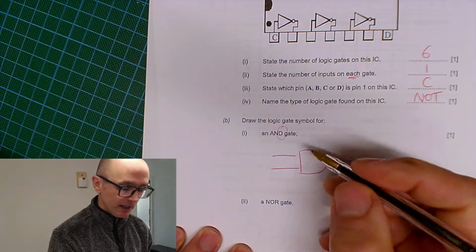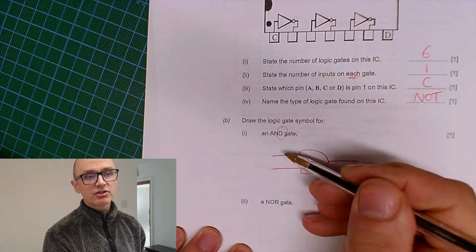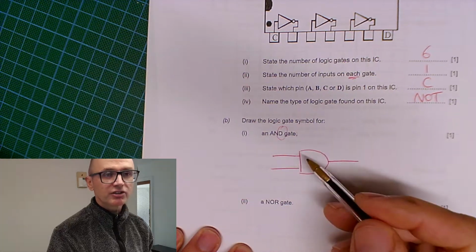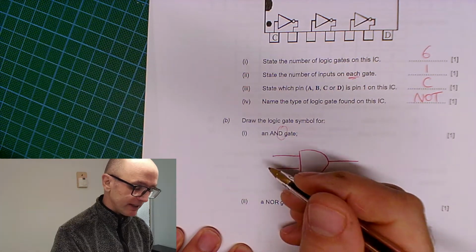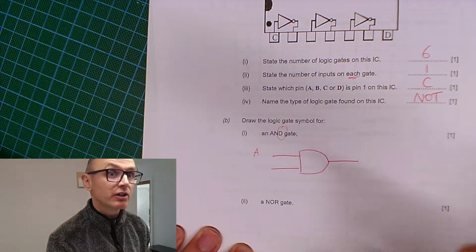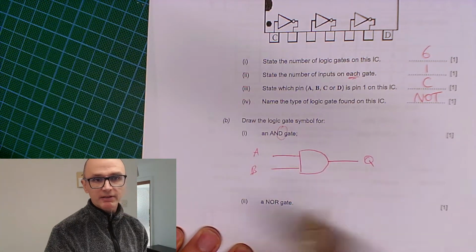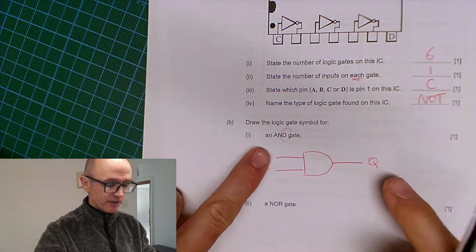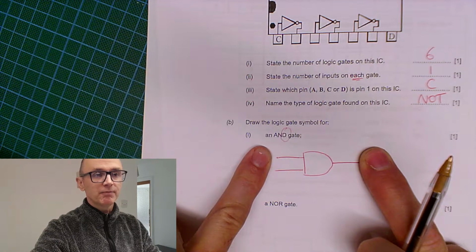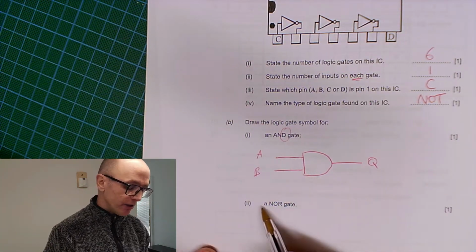That should actually join up there. It doesn't matter whether you've got 2 inputs or 3, you could even have more, but when they ask you something like this, just do a 2 input gate, assuming that it's an AND or an OR. A NOT gate would have just a single input. If you wanted to, you could do A, B, and Q, but that's not part of the answer. So that's the logic gate for an AND. Just 1 mark. You either get it right or wrong.